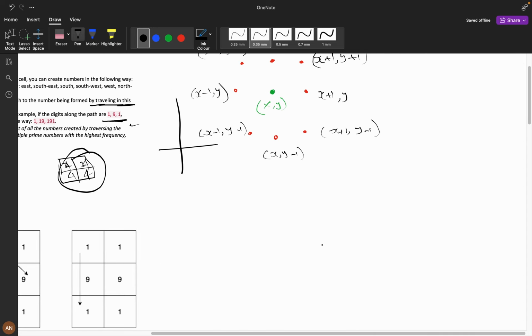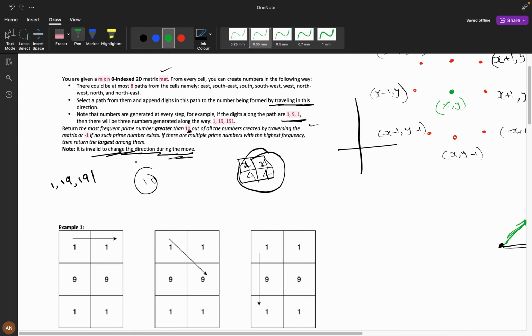Suppose you are at this position and you are going towards the east, then you should keep going towards the east. Now if you come here, you don't have 8 paths, you have only the east path. Suppose you are going northeast from this position, you don't have 8 paths to move, you only have one path. We can't change the direction during the move. This is the most important thing, remember this.